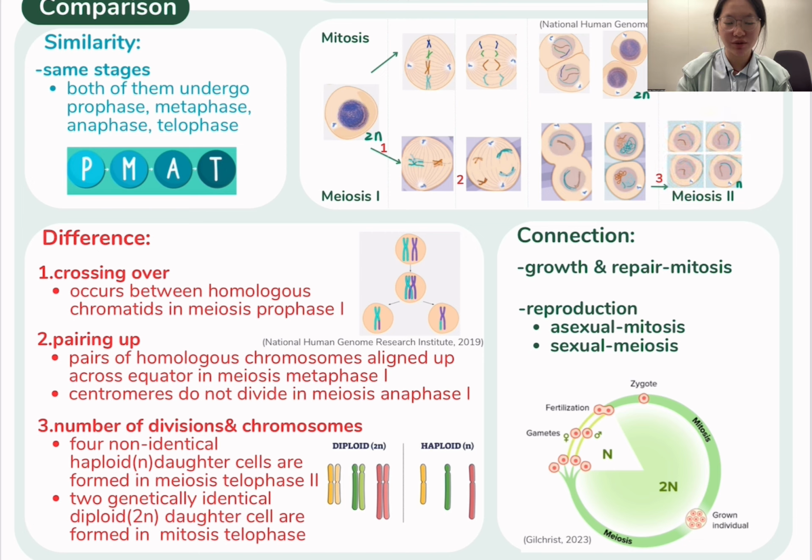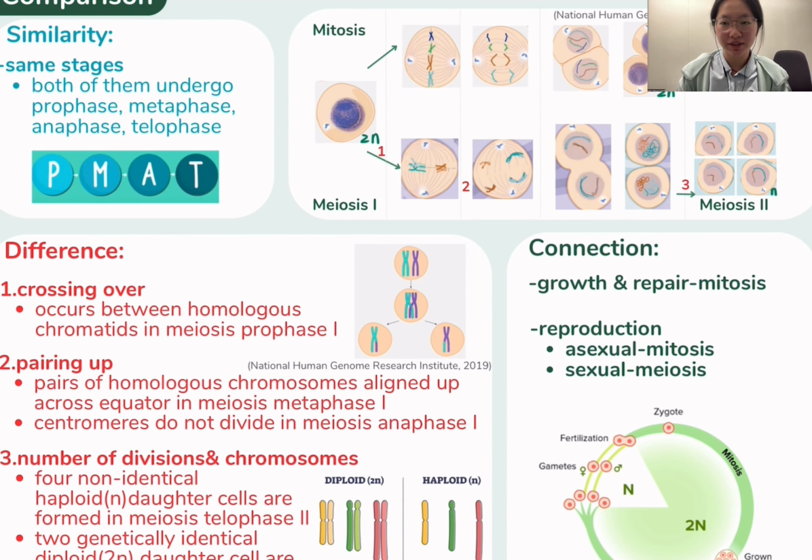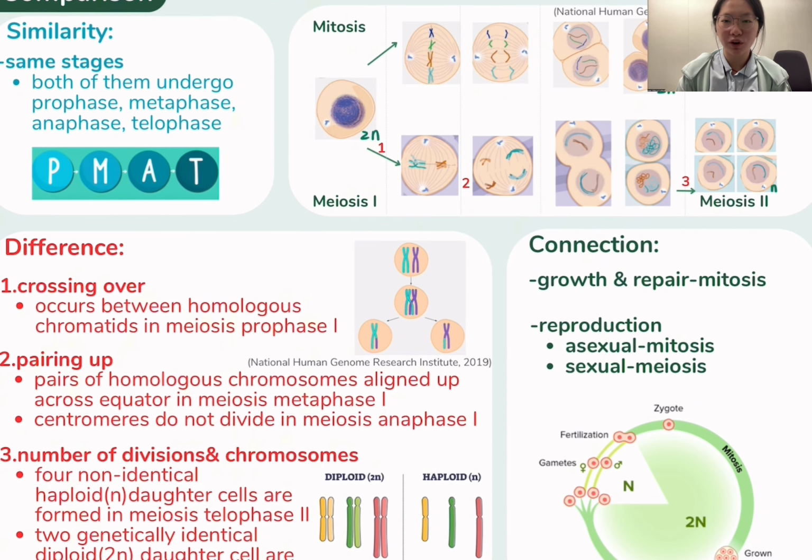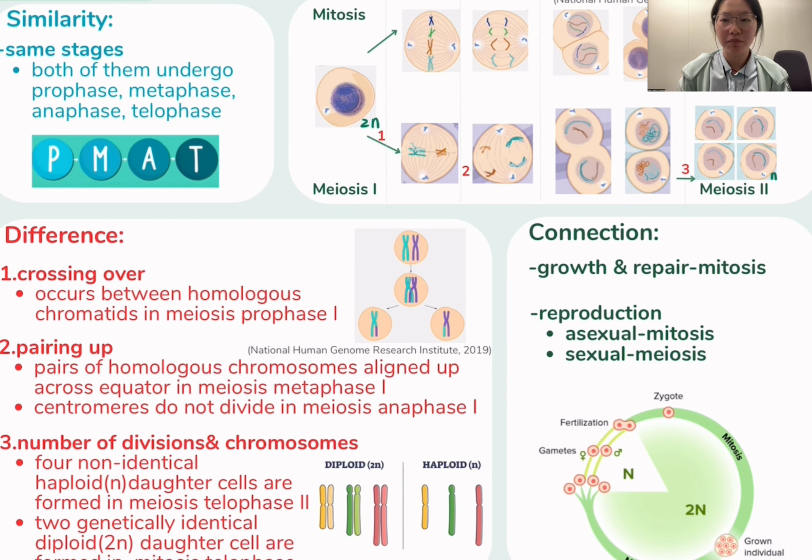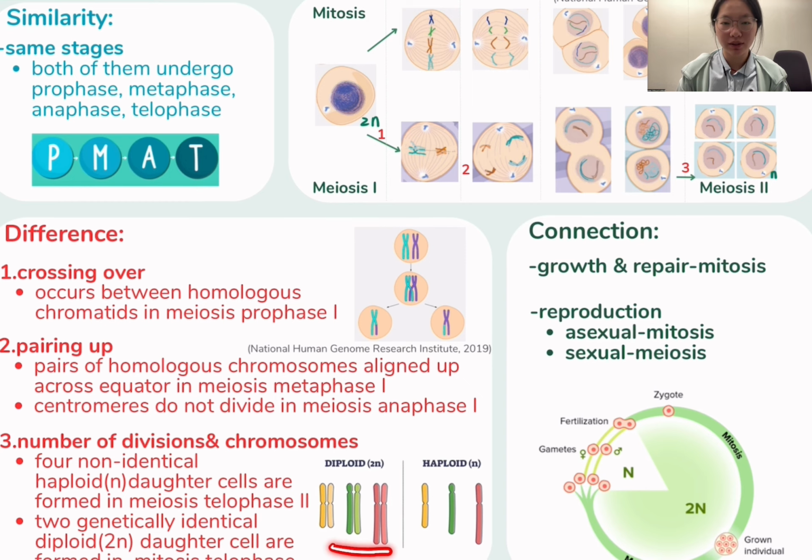It is interesting to notice that the starting cell in both mitosis and meiosis is diploid, which means two sets of chromosomes. However, at the end of meiosis, cells are haploid, which is only one set of chromosomes, while the cells formed by mitosis are still diploid. And that is the third difference between mitosis and meiosis.